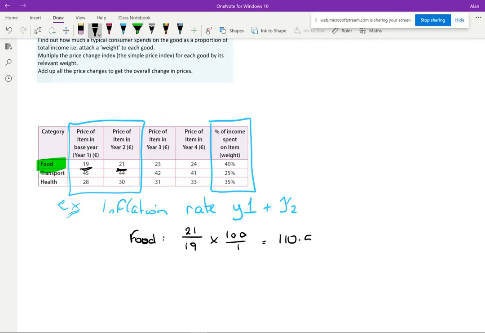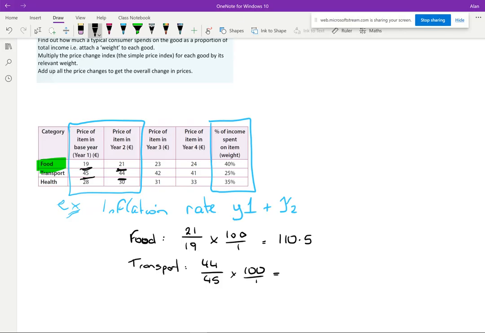0.5. We'll put in the 0.5 for the fun. They might ask you for 2 decimal places. That's it. So food has increased by 10%. What about transportation? Well, transportation has gone up from 44. So the new one is 44 all over 45. So it's actually gone down. There's actually been deflation in transportation.